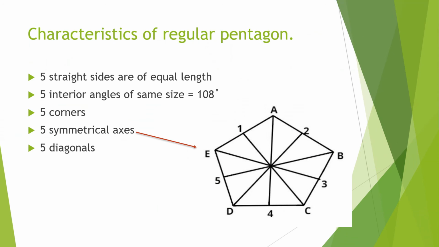A regular pentagon has 5 straight sides of equal length, 5 interior angles of the same size, 5 corners, 5 symmetrical axes and 5 diagonals. The diagram below shows how 5 symmetrical axes are drawn.